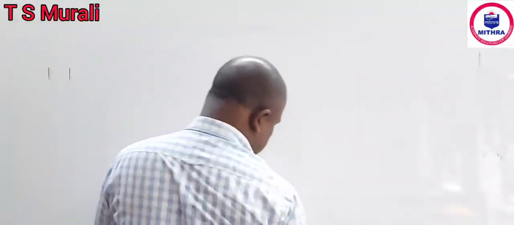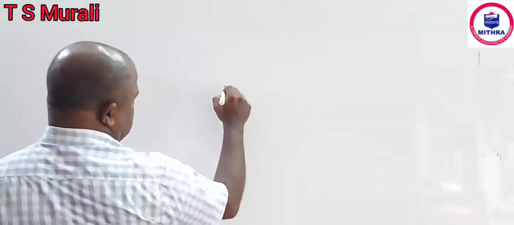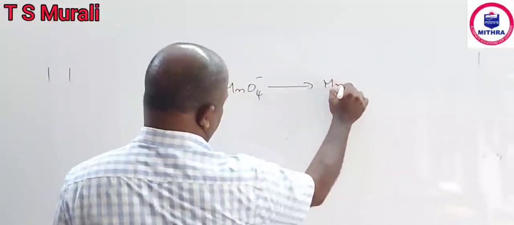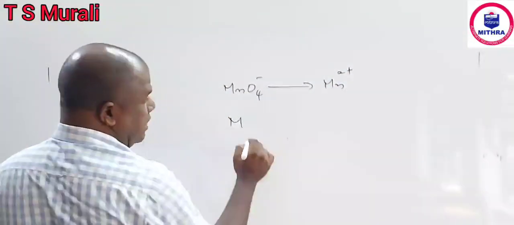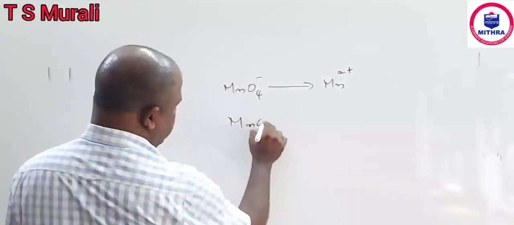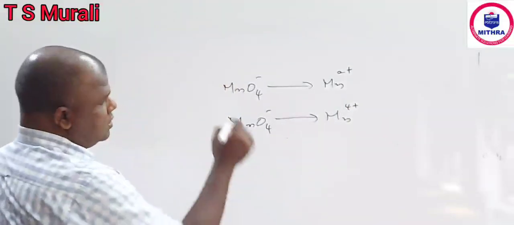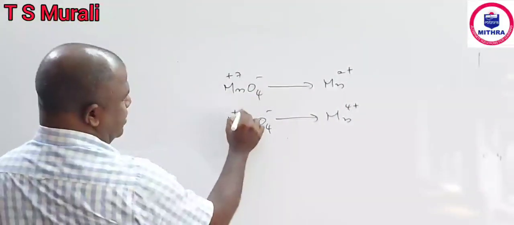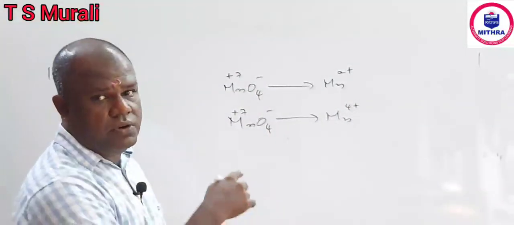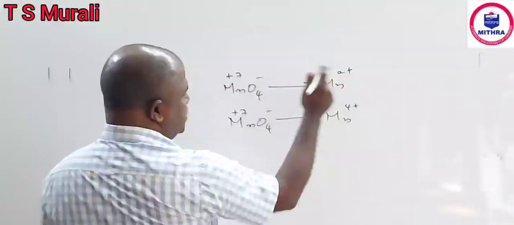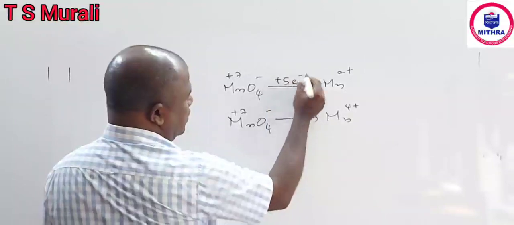In acidic medium, MnO4 minus, try to learn this by heart, changes to Mn2 plus. In basic medium as well as in neutral medium, MnO4 minus normally changes to MnO2, that is Mn4 plus. You know the oxidation number of Mn is +7. If you have any confusion, you can verify whether it is +7 or not. See, +7 changing to +2 means by adding 5 moles of electrons.